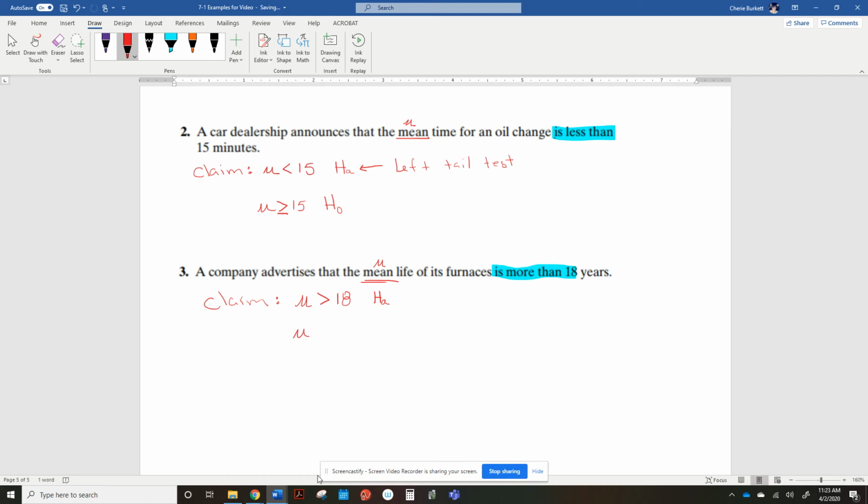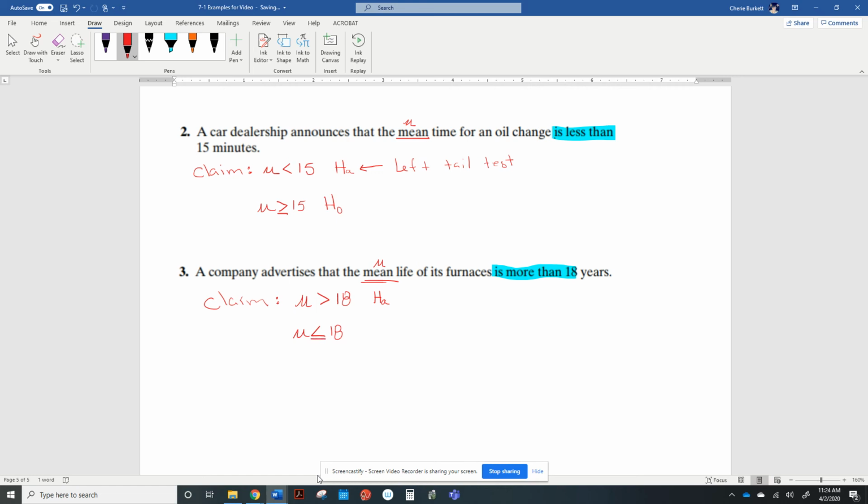Now, what's the opposite of saying is more than 18? Well, that's less than 18. But one of these has to have the bar underneath it. This one does not, because it doesn't say is 18 or more. If it had said a company advertises that the mean life of its furnace is 18 or more, then it would include the 18. The 18 right now is not, it doesn't say that it's going to last 18 years. It says it's going to last more than 18 years. So if this one does not have the bar, this one has to have the bar.